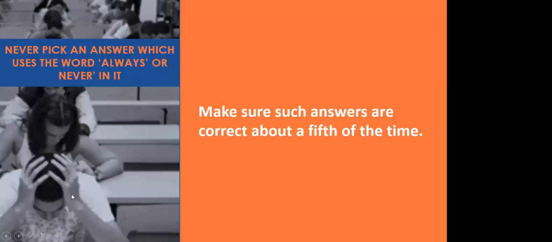All right, what do they say? Again, make sure such answers are correct about a fifth of the time. So, Cynthia, what that means is that you do that once and you don't ever do it again. Oh, good grief. All right. Too much math to make a test. I know, right? You have to have a whole spreadsheet to figure out what your answers were and are.